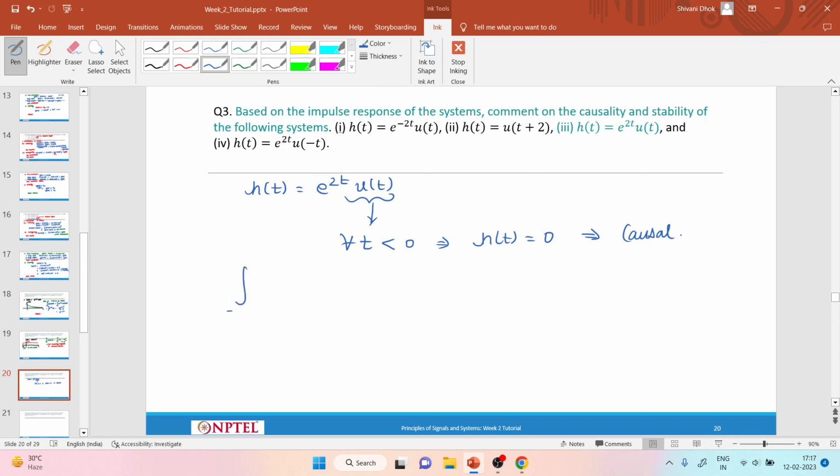Now if I look at this integral from minus infinity to infinity, absolute value of h of t dt, we observe that it will again run from 0 to infinity due to this u of t, and again this is a positive value, so it is e power 2t dt, which is equal to e power 2t by 2 from 0 to infinity, which tends to infinity, which means that this is an unstable system.